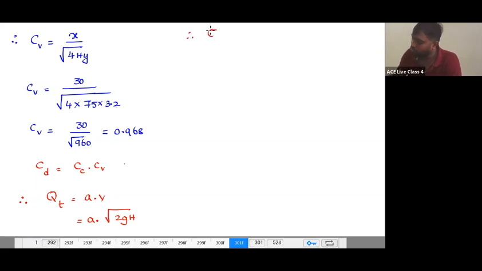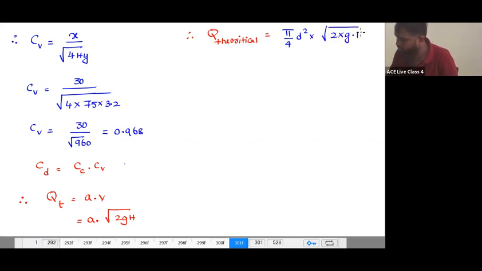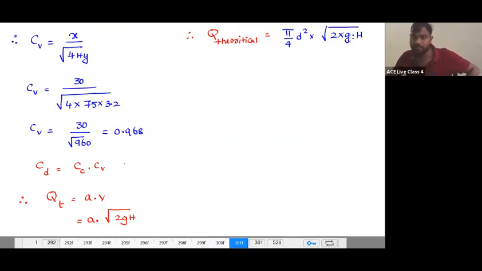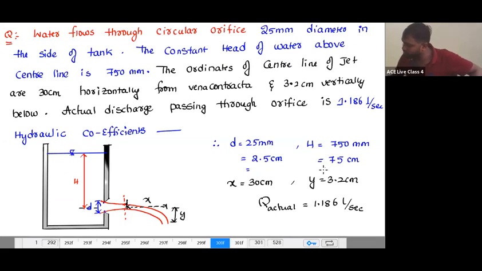So now Q theoretical is equal to the area of the opening, pi by 4 d square, into root of 2gh. Now let's convert this in terms of meters only. The dia is 0.025 meters. Because the g value is there, what is the g value? 9.81 meter per second square. That's the reason I'm going to convert the head to 0.75 meters.